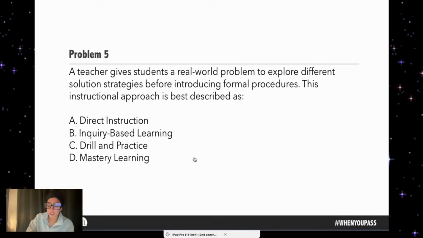So a teacher is giving students a real-world problem. Why are they doing it? This provides us the why: to explore different solution strategies before introducing formal procedures. If students do not have formal procedures yet, they are probably not doing drill and skill. Drill and skill is much more of a formal procedure operation. And so if we're doing all of this before we introduce those formal procedures, we are probably not doing drill and skill.